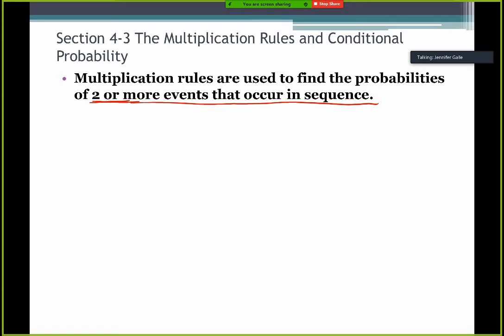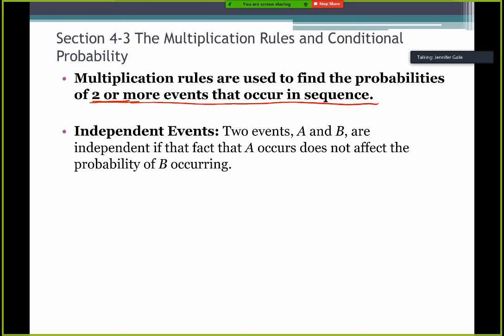Now that we're moving on to our multiplication rules, we're going to be able to do two or more things in a sequence. So now instead of just selecting one person, now we can select more than one. Or instead of rolling a die once, we can roll it multiple times. So we're looking at a sequence of events. In order to decide which rule to use, for our addition rules, we looked at mutually exclusive events. For our multiplication rules, we have to be concerned with independent and dependent events. So we're going to start with independent events.